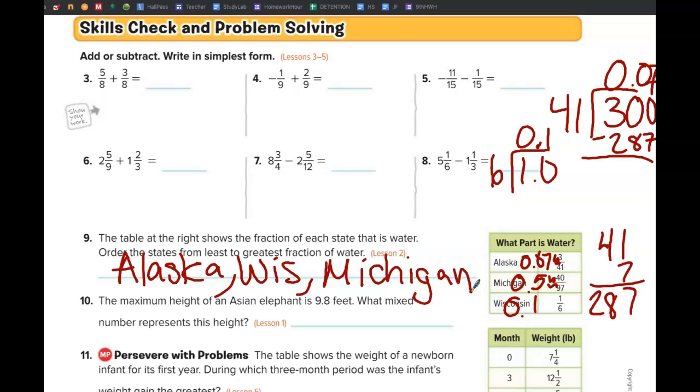Questions on that? That one's kind of tricky. I just guessed by looking at the fractions and how much it would be. Yeah, you could estimate. And I got it right.